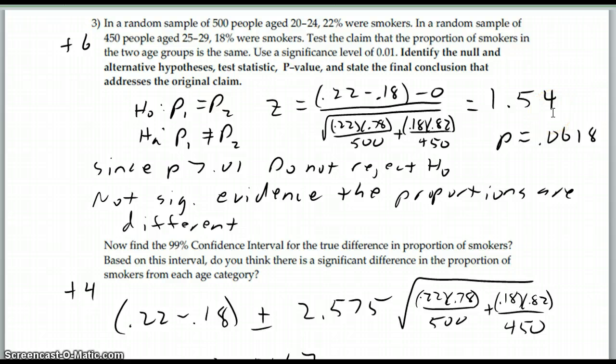If we look up 1.54, we get a p-value of 0.0688, and you could double that and actually make it 0.12, but you don't really have to. Either way, it's not significant because we're looking at an alpha level of 0.01. So since p is much larger than 0.01, we do not reject the null. There's not significant evidence the proportions are different.